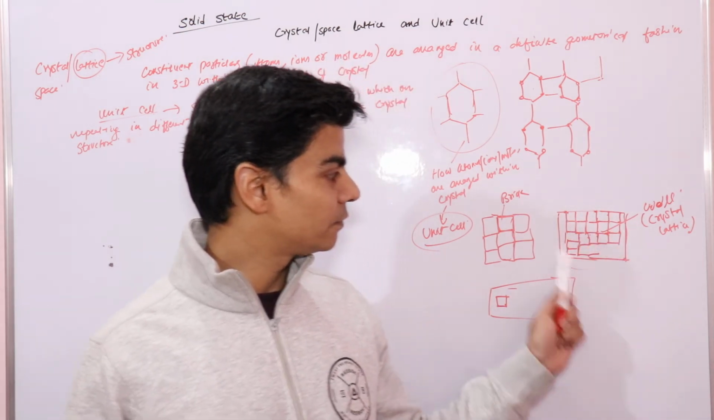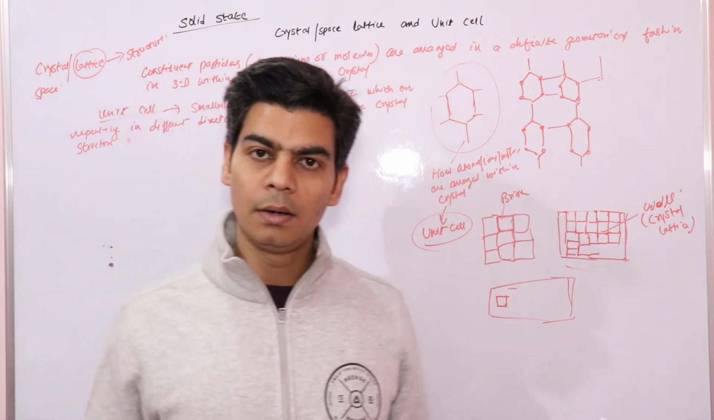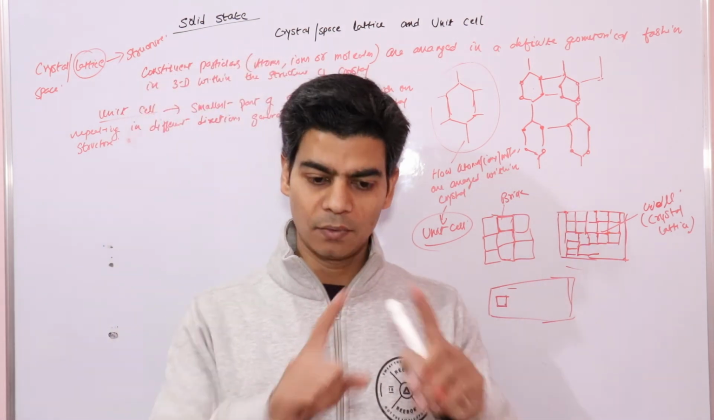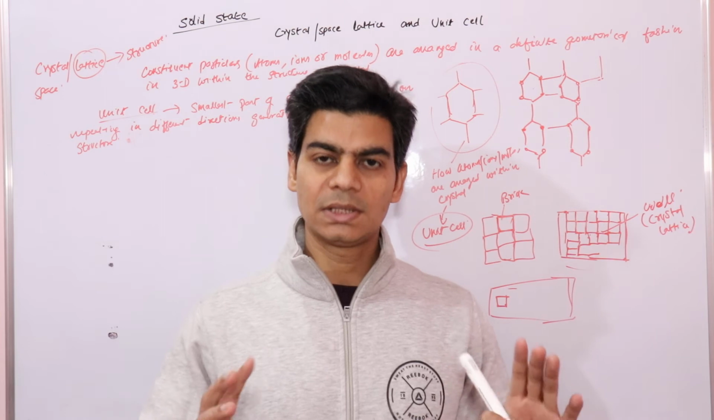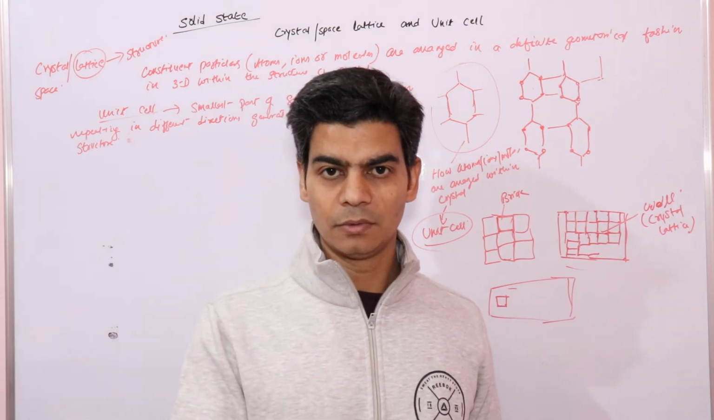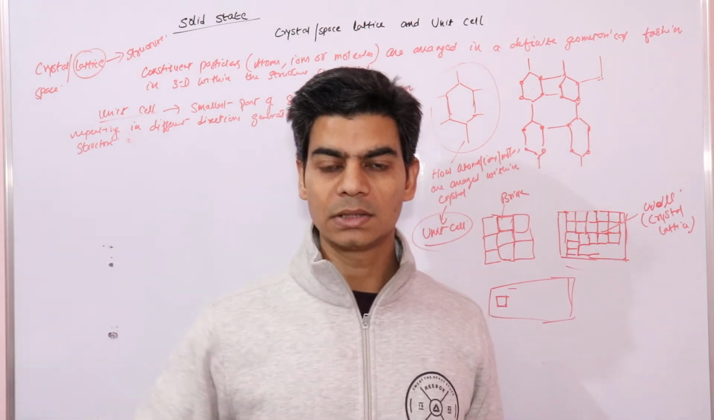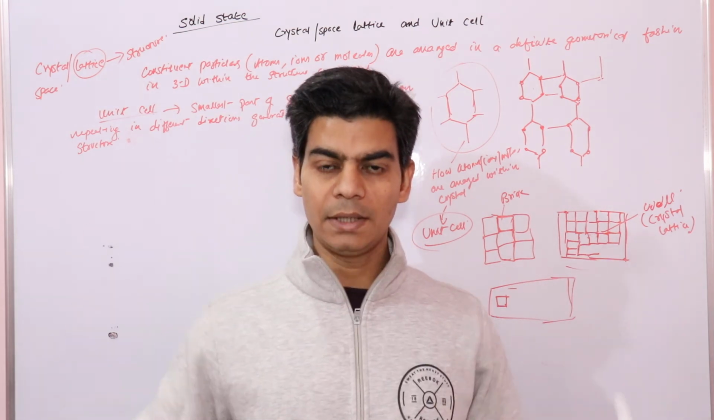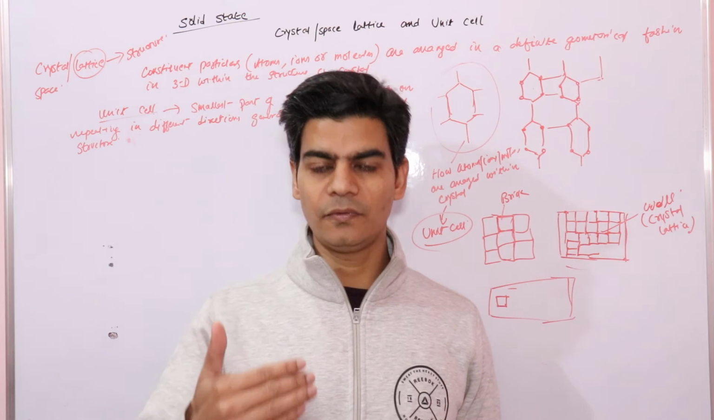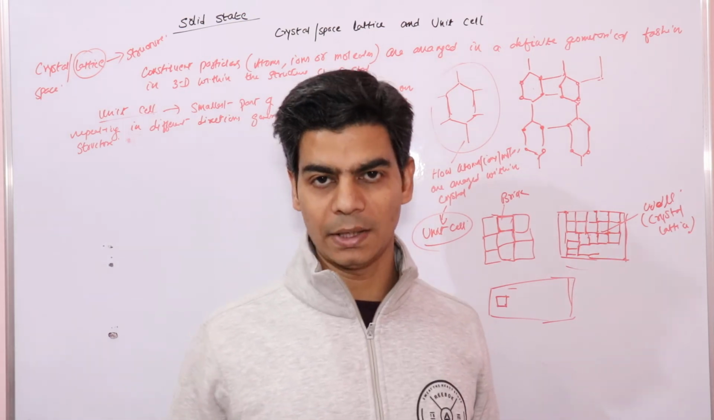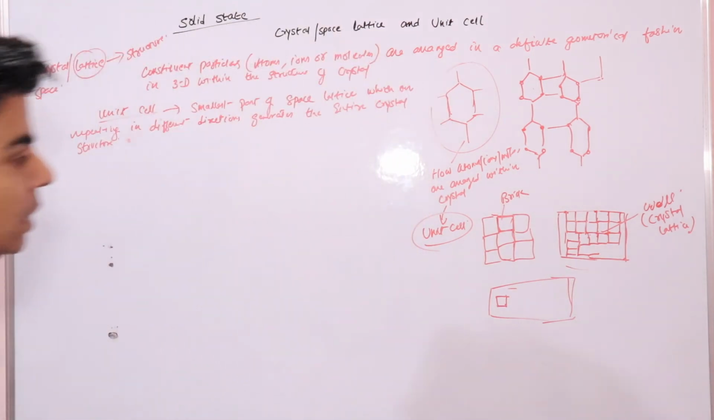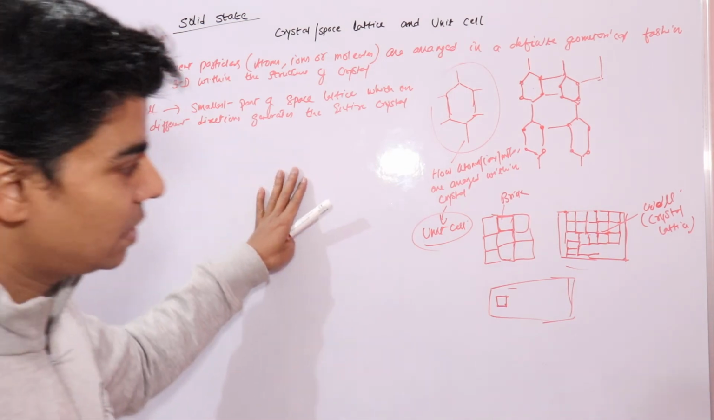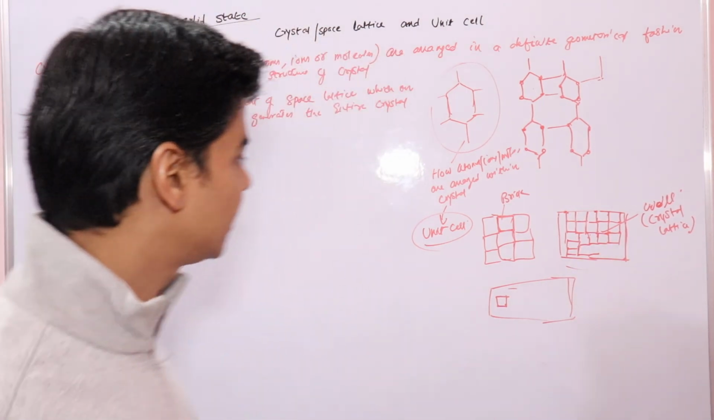Similar to this, we have described a wall. The entire wall is your crystal lattice, and one brick, which when repeated again and again gives the wall, is your unit cell. So the unit cell can generate the entire crystal lattice if it is repeated again and again in different directions. So this is your concept of crystal lattice and unit cell.